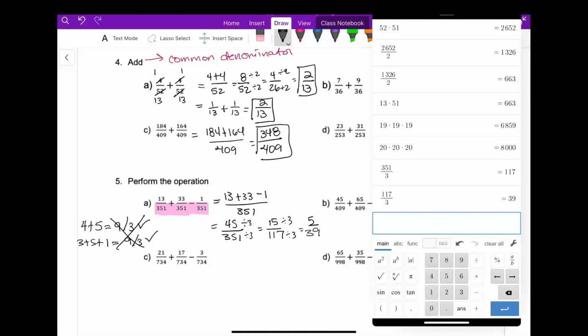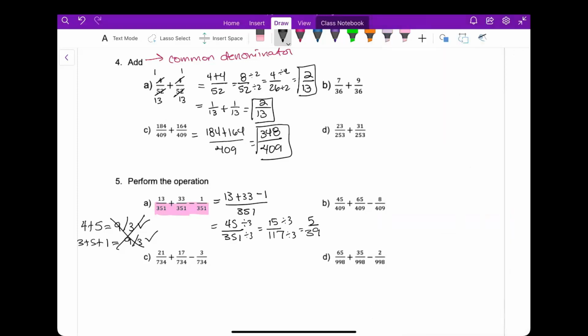Once again, 2, 3, 5. Are they both even? No. End in 0 or 5? No. Checking the 3. 5 is not divisible by 3, so therefore we are finished.